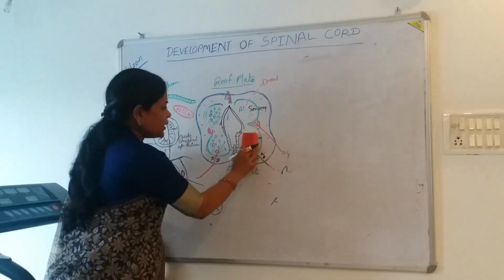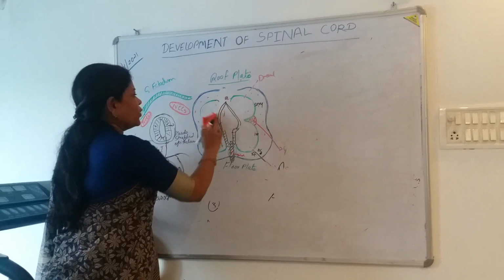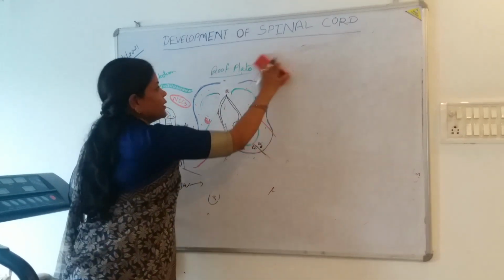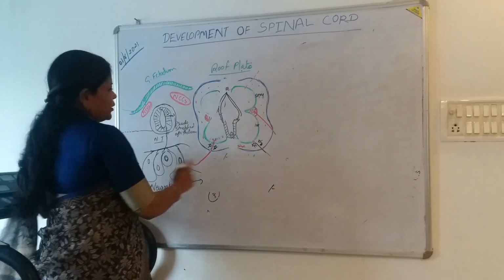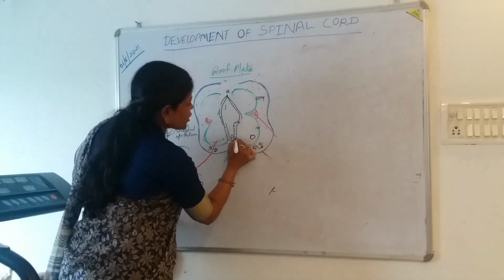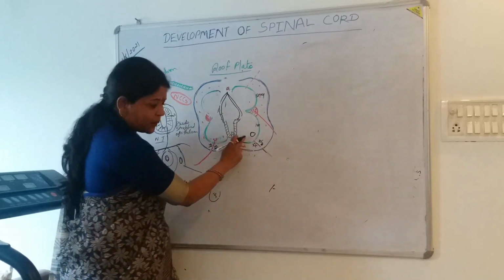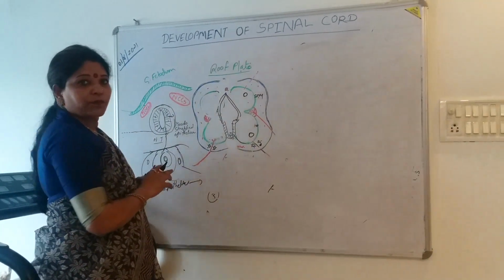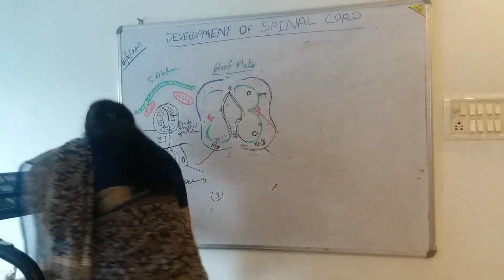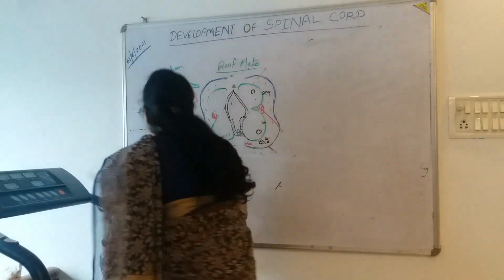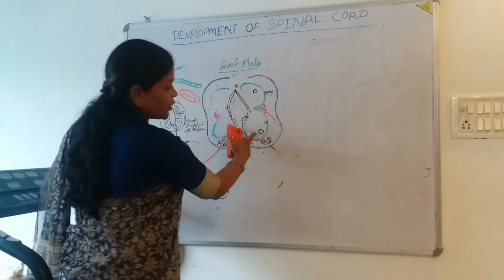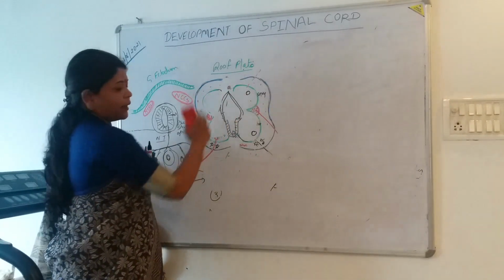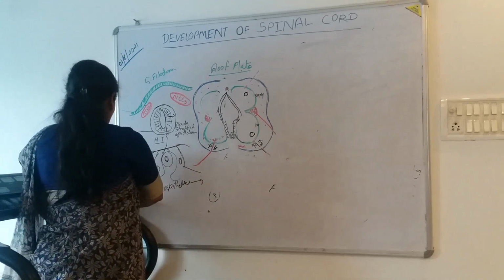Suppose the basic difference. Now look here. What is the basic difference between the neurons which are present in the basal plate and the neurons which are present in the alar plate? Anyone? What is the basic difference between the neurons which are present in the basal lamina and the alar lamina? Anyone? Tell me.